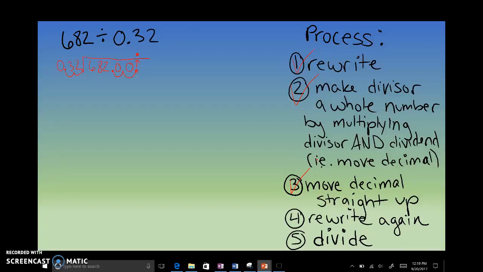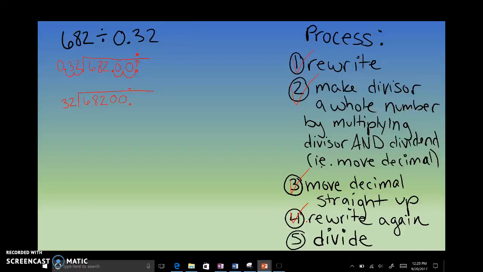Now, this is kind of messy and hard to follow, so we're going to rewrite this as just the 32 and 6, 8, 2, 0, 0. And again, we'll add our decimal points right away. So now our new problem is 68,200 divided by 32. But remember, this is still going to keep the same quotient as our original problem did. So now we're going to start dividing it like we have before.